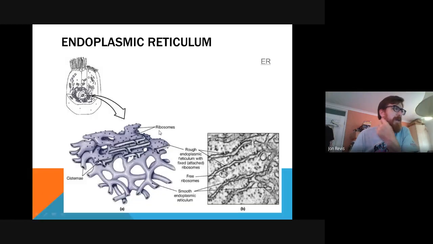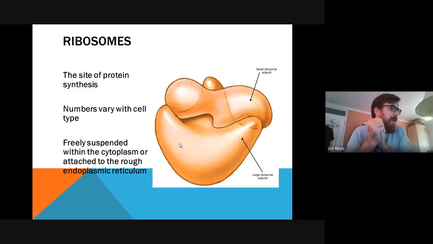So these ribosomes that we were talking about, if you look back, you can see them embedded there on the endoplasmic reticulum. This is where protein synthesis happens. The numbers of them vary with cell type. So if you think about it, a cell that doesn't need to rebuild or change or create proteins very often won't need many of these, whereas others will be very rich in them. So actually in your muscle cells, you've got a lot of ribosomes.